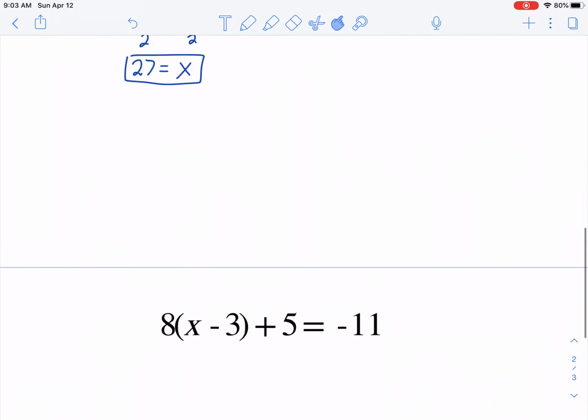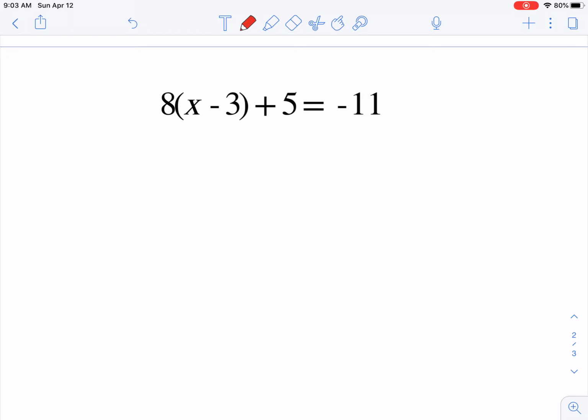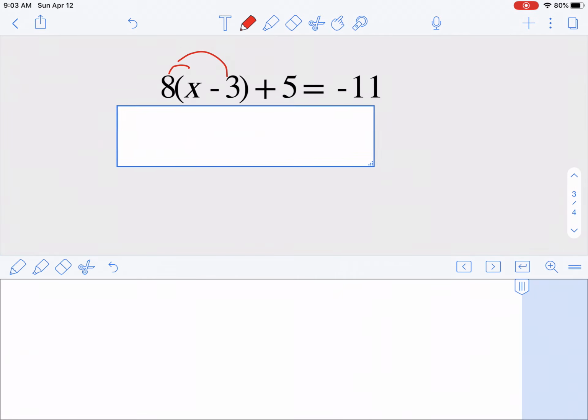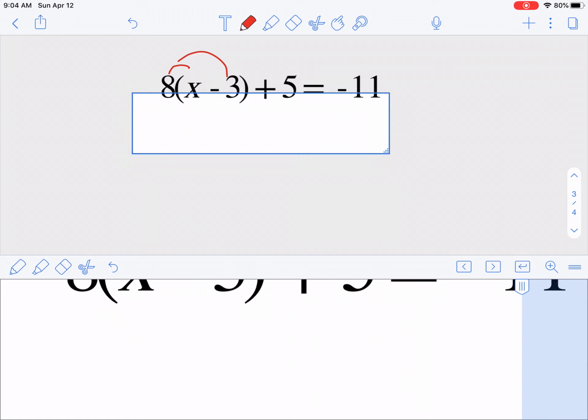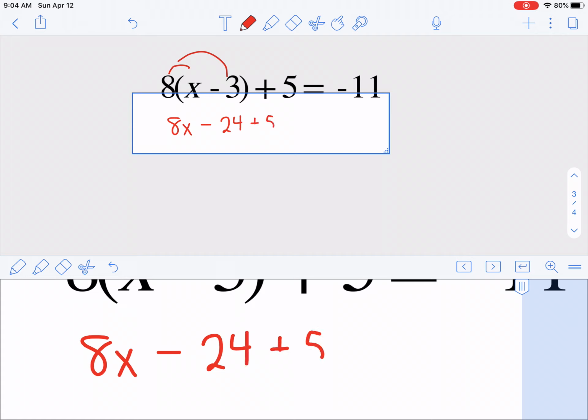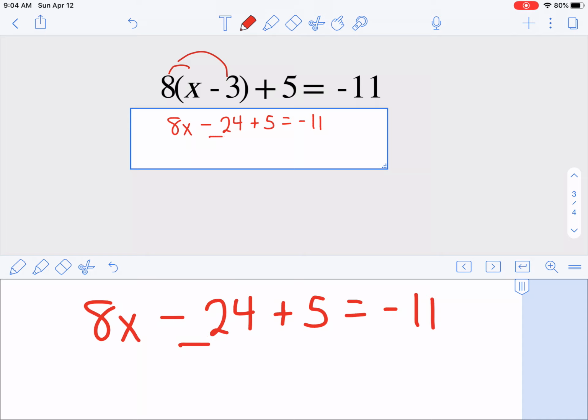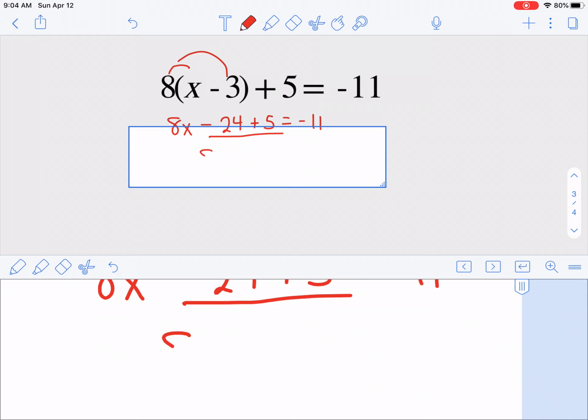I've got one more example, and again, it's just a multiple step equation. On this one here, our first logical step is to go ahead and distribute our 8. And so that's going to give me 8x minus 24 plus 5 equals negative 11. And now, on the left side here, notice I've got a negative 24 plus 5. Those are like terms. They're both constants. And so we can go ahead and combine those like terms on this left side before we go any further. Negative 24 plus 5 is negative 19.